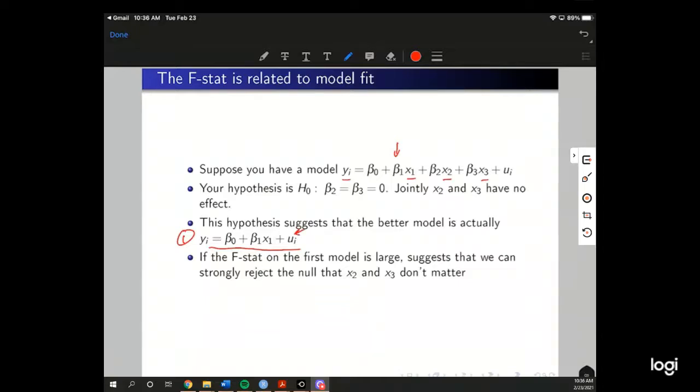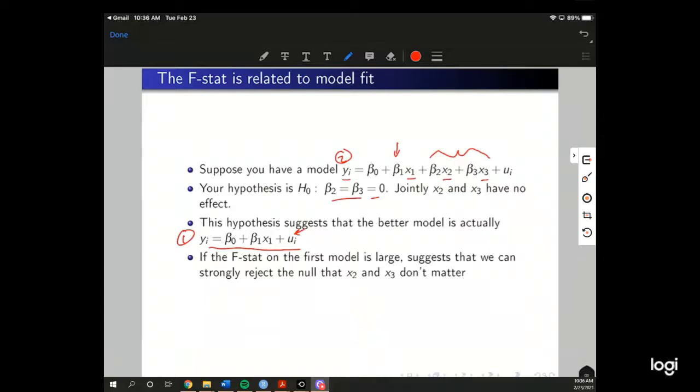And so we want to test which is a better model, 1 or 2, the multiple regressor model. We can do this by simultaneously testing the joint hypothesis that beta 2 and beta 3 are equal to 0. So our hypothesis is that beta 2 equals beta 3 equals 0. We're jointly testing whether x2 and x3 have no effect on y.